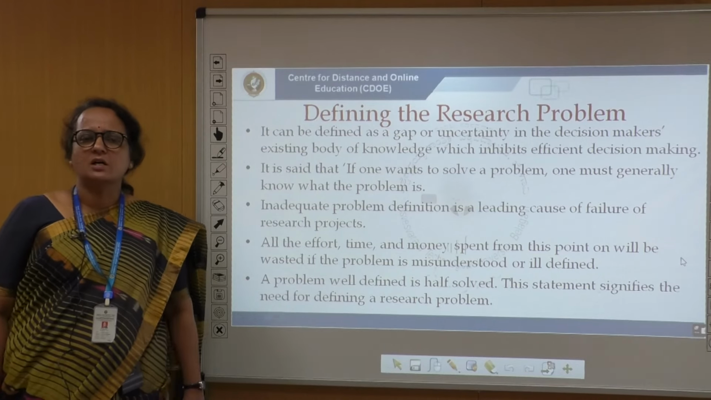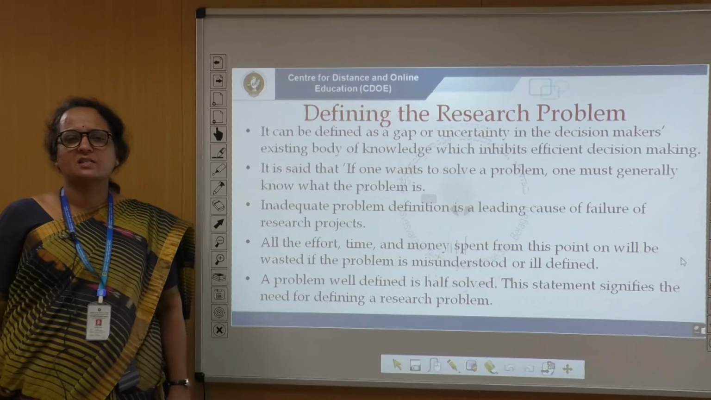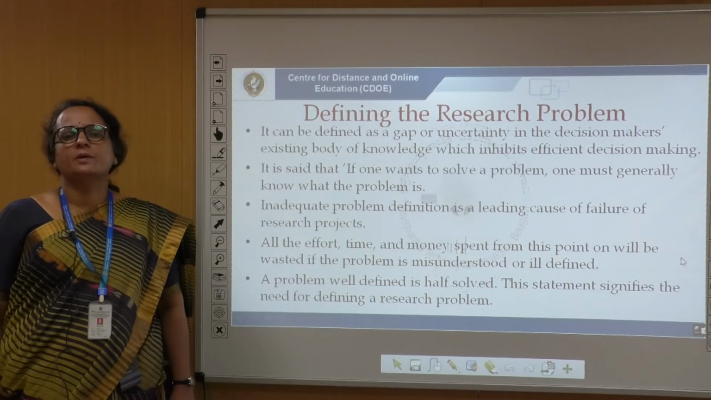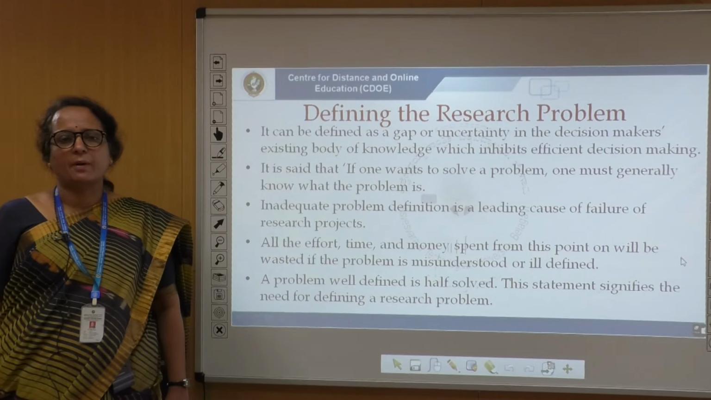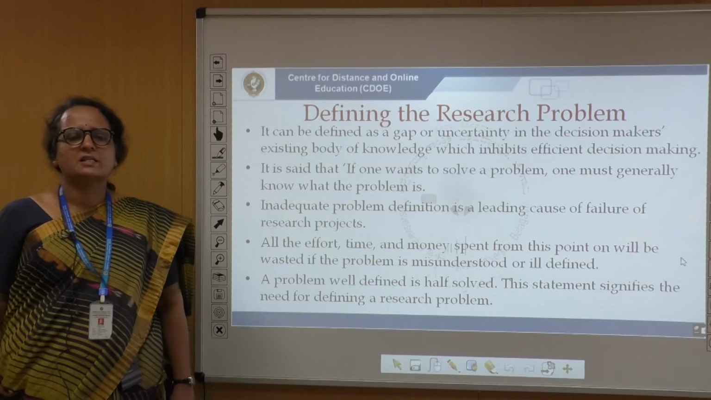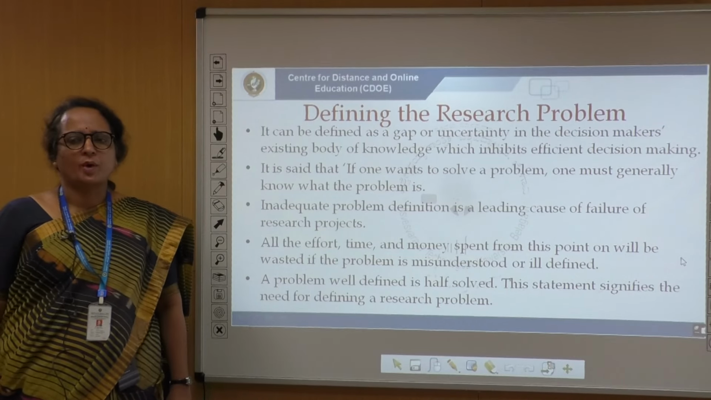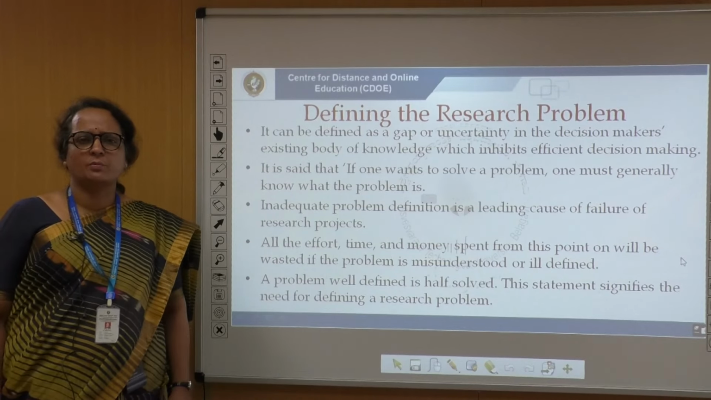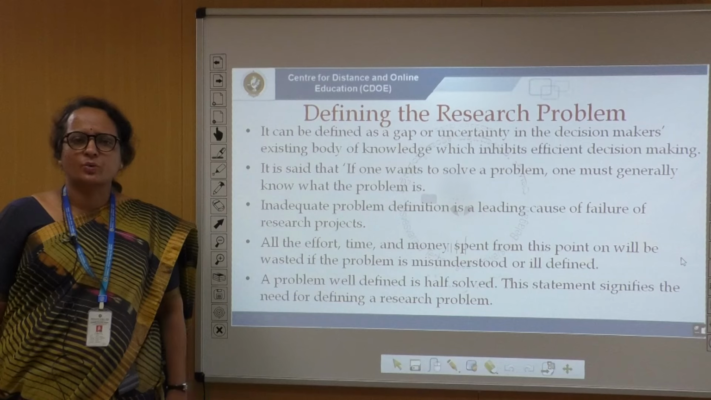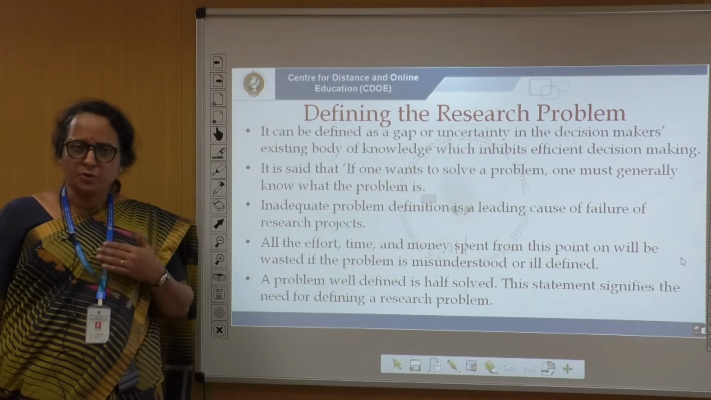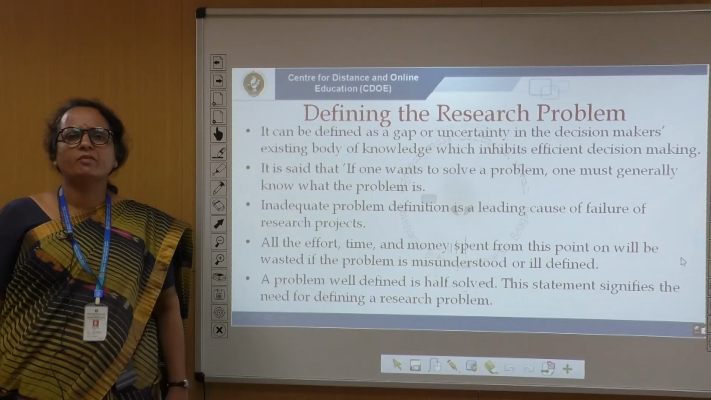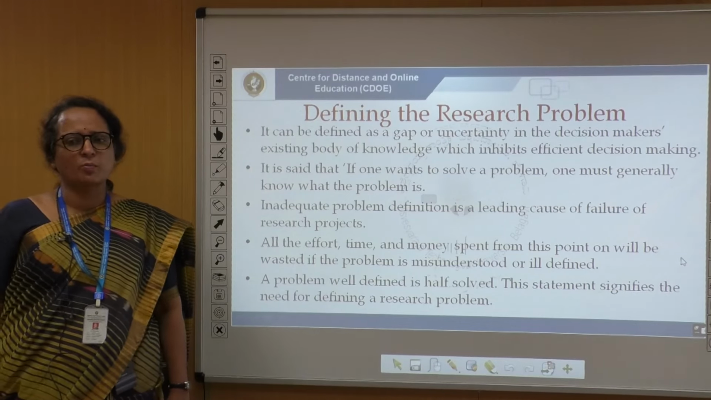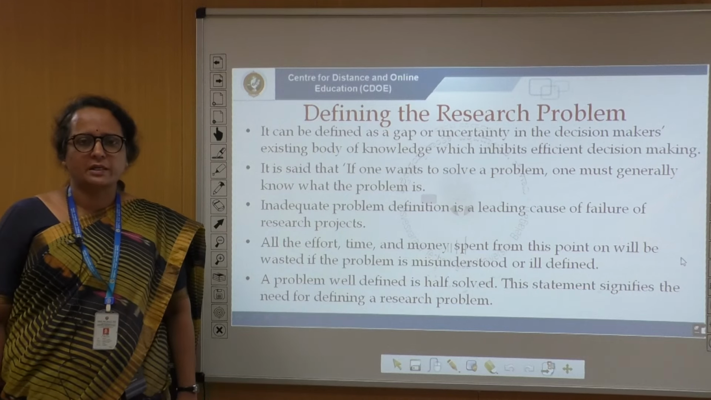So in simple terms, the research problem is defined as a gap or uncertainty in the decision maker's existing body of knowledge which inhibits the decision making capability of the manager. It is said that if one wants to solve a problem, one must generally know what the problem is. Unless we understand what the problem is, we may not come out with a solution. When we come to know this is the problem, then we may find ways to solve it.